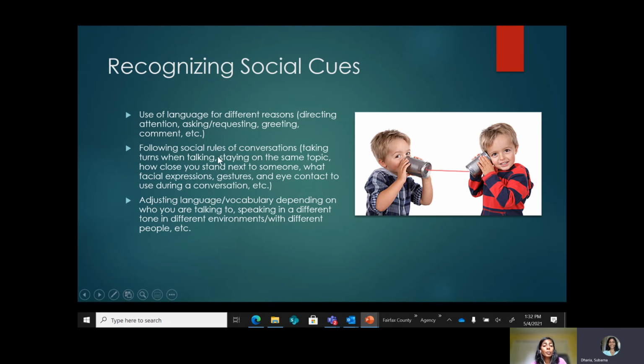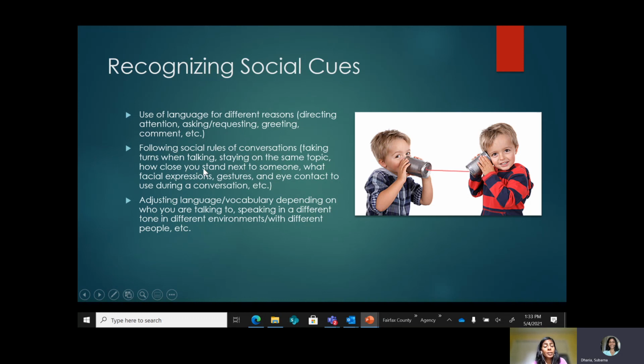And then there are social rules of conversations, whether it's taking turns when you talk, not changing the subject continuously to something you want to talk about. And of course, younger children may choose to talk about something they know about, but they can also, as they get older, understand that you keep talking about whatever is the current topic. How close you stand to someone when you talk.